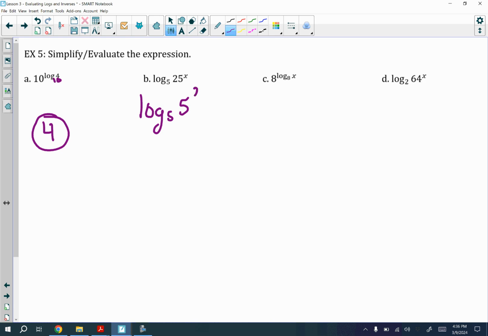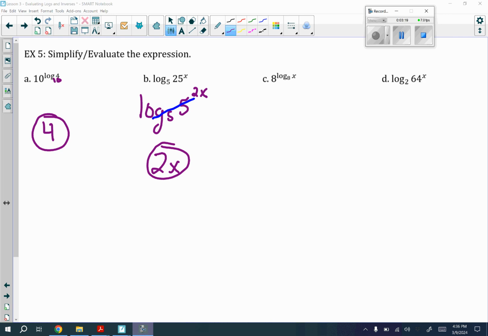Well, we know that 5 squared is 25. So all I did was rewrite 25 as 5 squared. Now, don't forget that the 25 has an exponent of x, so I need to keep that there. Now that the base of my log and the base of the exponential are the same, they cancel out. And now all I'm left with is 2x.